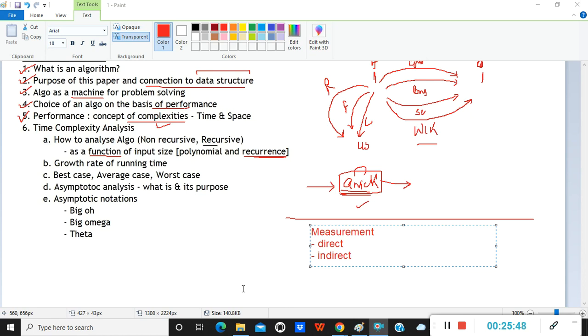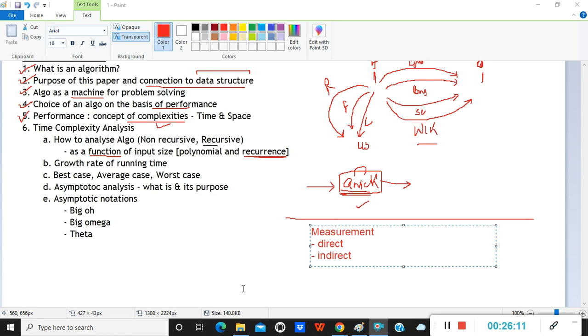So measurement can be direct and indirect. Suppose you want to measure your weight, then you will get a definite and perfect value. So these types of measurement can be treated as direct measurement.